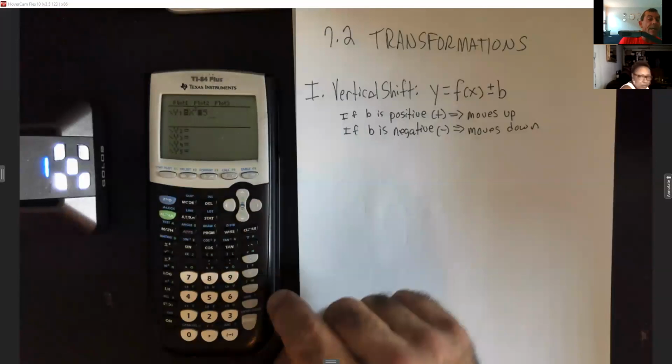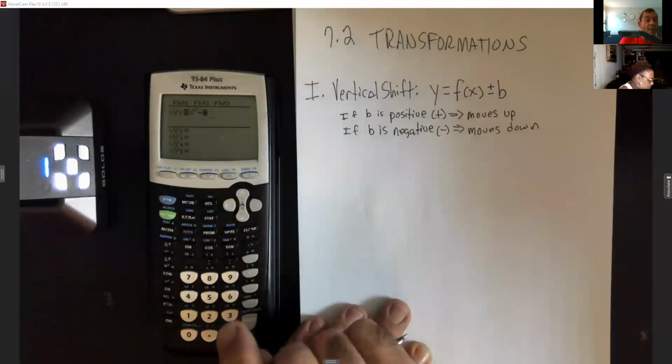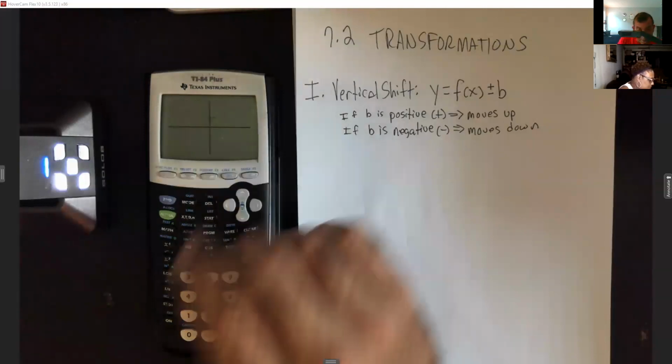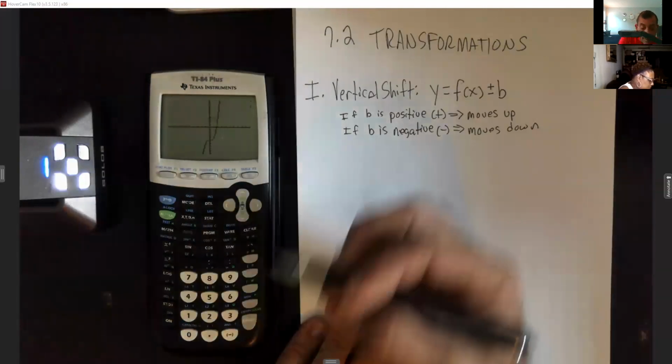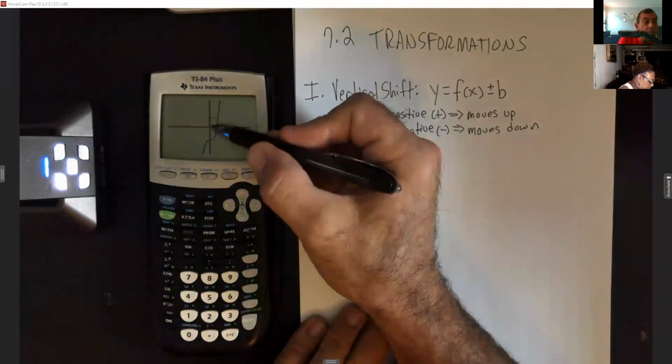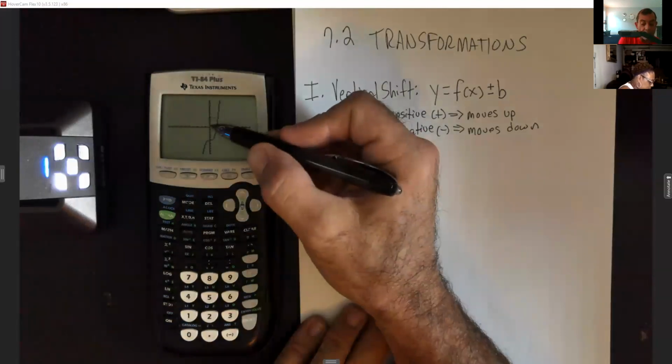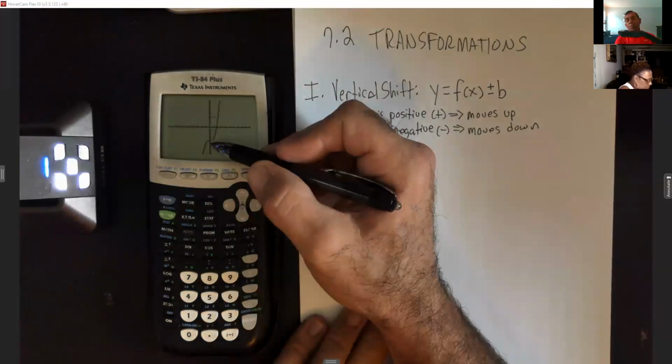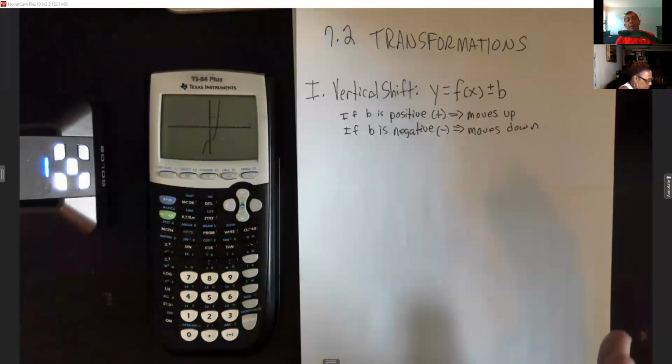Now, let me go back here, and instead of making that a plus 5, let me make that a subtract 5. So remember, I added 5, it went up. Now when I graph it from subtracting 5, notice it went down. Now my graph is crossing at a negative 5. So by adding a number at the end of the function, you can move it up or you can move it down.